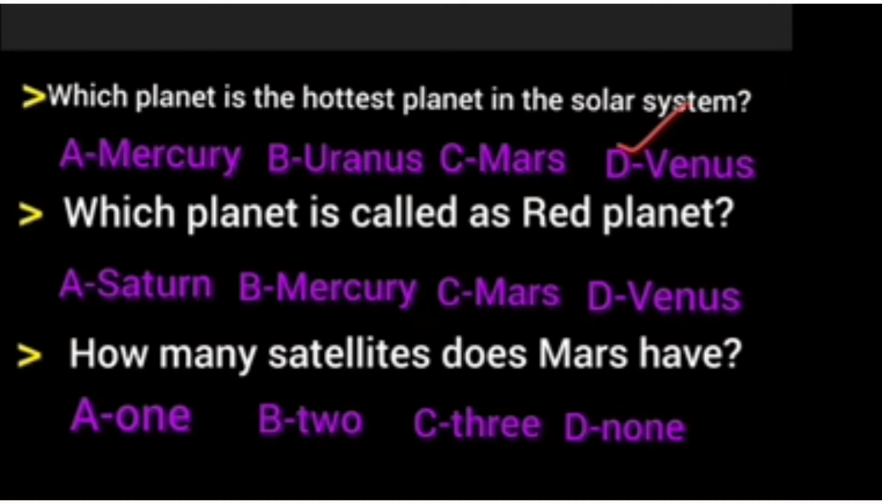Next question. Which planet is called the red planet? A. Saturn, B. Mercury, C. Mars, D. Venus. Answer C. Mars. Next question. How many satellites does Mars have? A. 1, B. 2, C. 3, D. None. Mars has 2 satellites. Answer B.